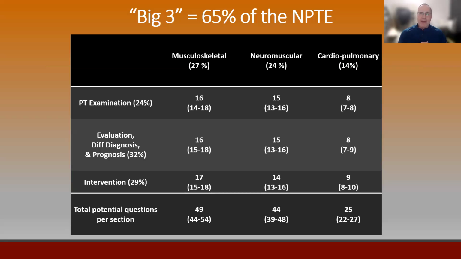The big 3 categories would be musculoskeletal, neuromuscular, and cardiovascular and pulmonary. So that's 65% of the exam. Said another way, 2 out of every 3 questions are going to come from these big 3 categories, but we're going to focus tonight on the musculoskeletal system. And so specifically, when you look at interventions, you'll be graded on right about 17 questions.